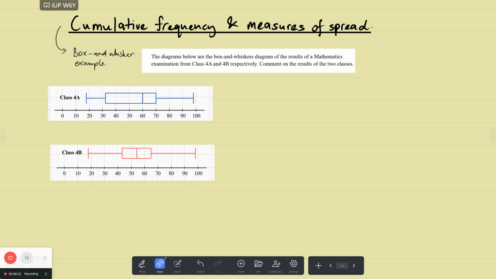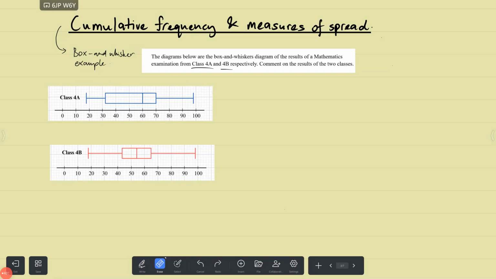Hi, everyone. In this video, we'll be going through a box and whiskers example question. Right, let's read the question together. The diagrams below are the box and whiskers diagram of the results of a mathematics examination from class 4A and 4B respectively. Right, so these are two classes, and you can see that there are box and whiskers over here.